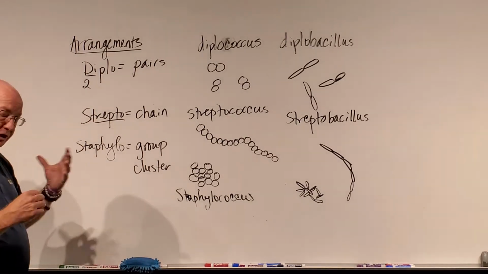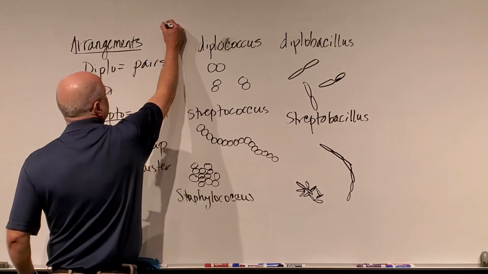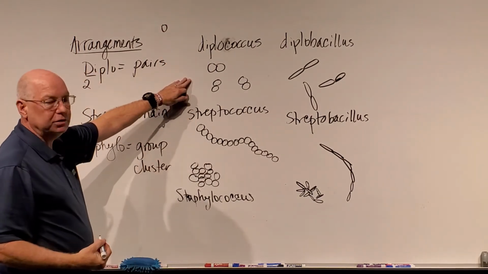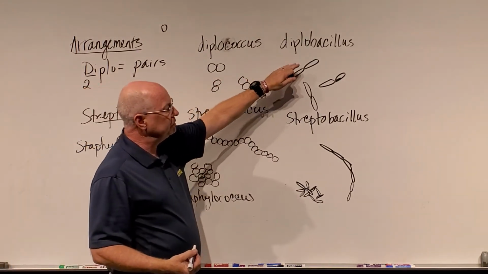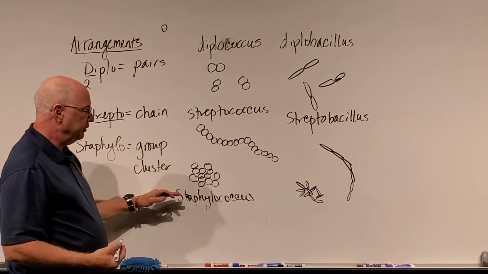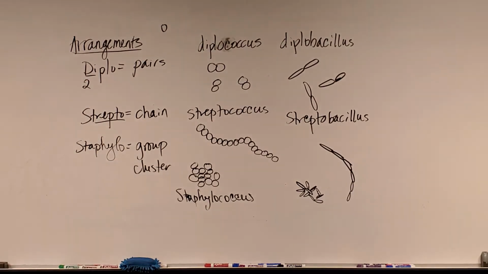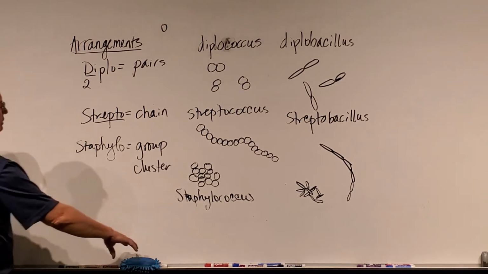Some are just singular. So we might just have a cocci-shaped bacterium, but if they're in pairs, we call them Diplococcus. If they're pairs of rod-shaped, we'd say Diplobacillus. We can have Streptococcus and Streptobacillus. We can have Staphylococcus and Staphylobacillus. And those are just descriptions. Now, there's a few other ways that we can describe them.